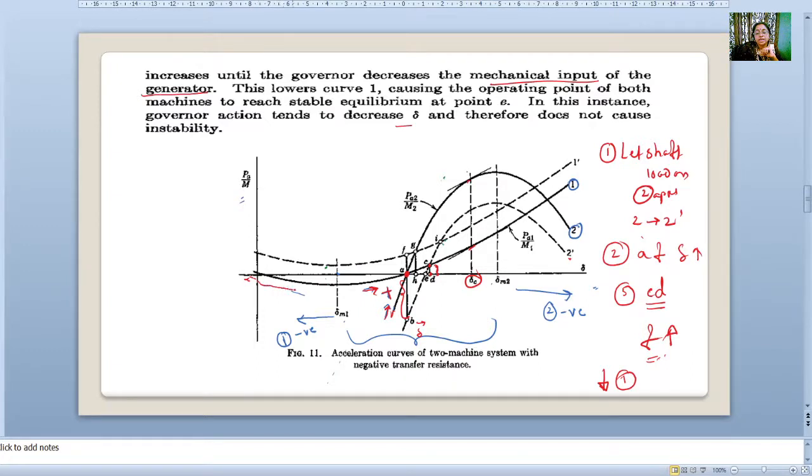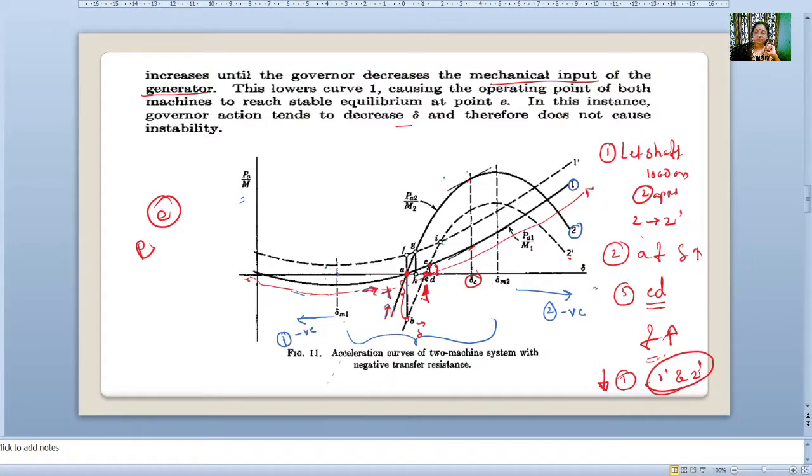So this lowers the characteristics of 1. You have to draw it, 1 to 1 dash. Now here the intersection of 1 dash and 2 dash, and that stable equilibrium point is E. That is our stable equilibrium point E. Now our system is running on this stable equilibrium point E.